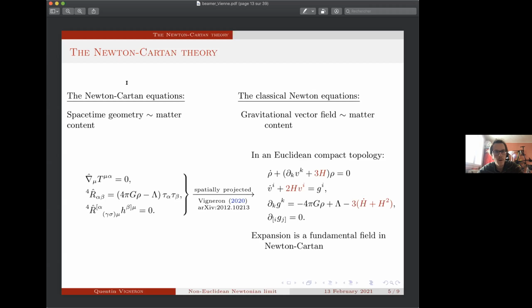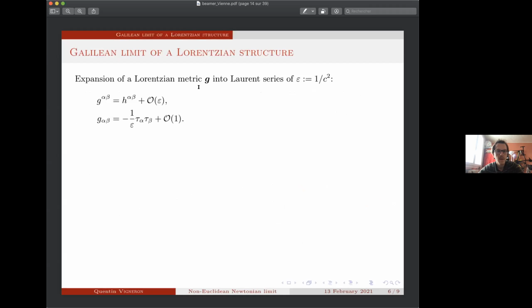So Newton-Cartan was first constructed from Newton's theory by Cartan in 1923, but it was later derived from general relativity by Dautcourt and Künzle, using this construction of a limit from a Lorentzian structure to a Galilean structure, when we take a Lorentzian metric and assume it can be decomposed into a series of a parameter epsilon, which is 1 over c squared, such that the contravariant components at leading order correspond to the space metric and the covariant components correspond to the time metric.